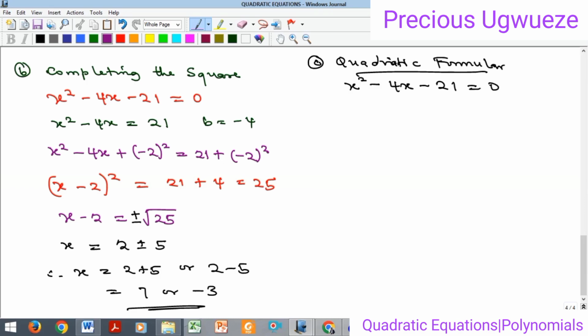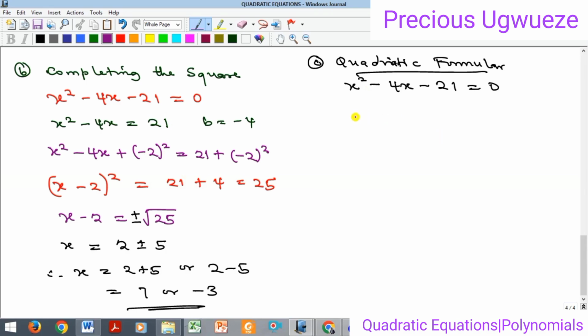Okay, so quickly, let's try to solve this using the formula method. Now, the formula method, for me, looks like the simplest method. It has to do with a formula, and that formula is generated using this second method. Maybe sometime later, I'm going to do a video on how to derive the formula using the completing square method.